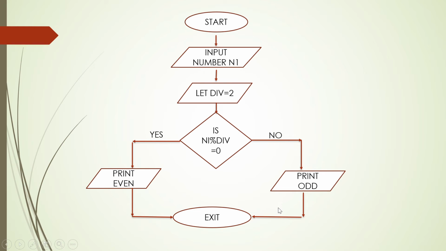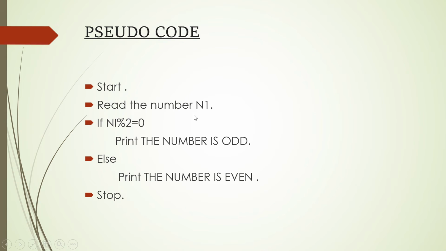Please remember this percentage symbol is used for checking the remainder, and the two numbers between which this percentage is used, these two numbers have to be divided, and the remainder that comes will be the answer. So this is the whole case. Now we will see it with the help of pseudocode. Start, read the number n1. If n1 percentage 2 equals to 0, print the number is even, else print the number is odd, and stop.